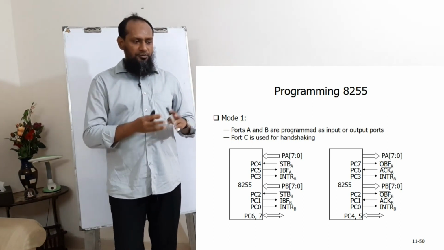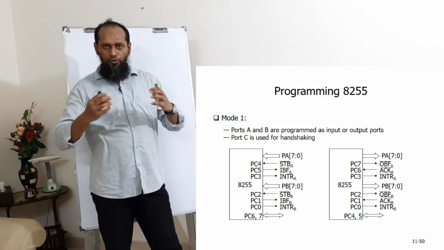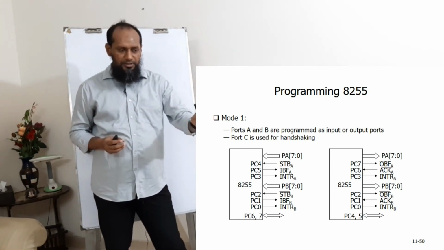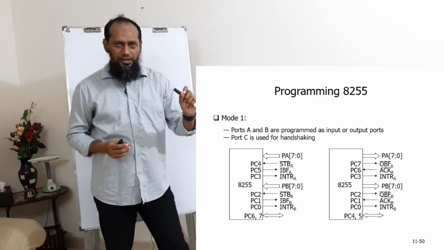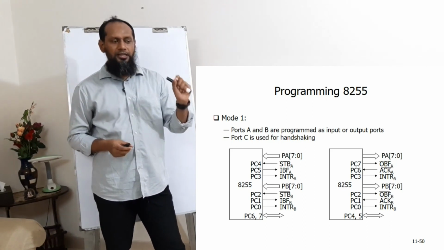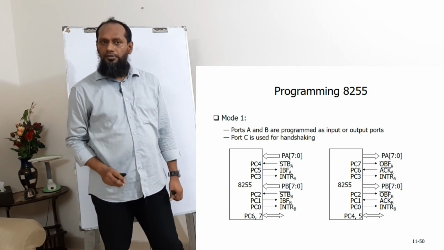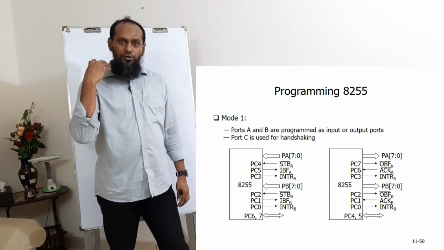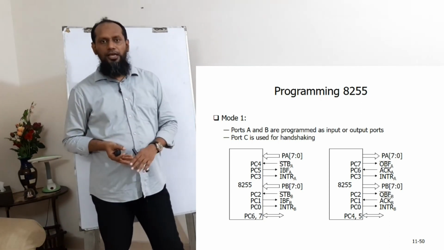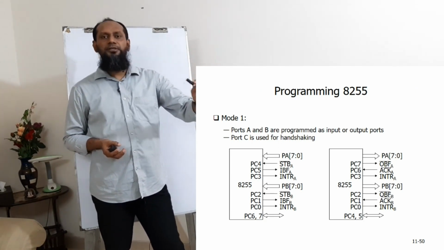Okay, but for output operation, for port B or group B, the pins are the same, 0, 1, 2. The names are a bit different. One is OBF, that means output buffer full. Another one is acknowledgement, ACK, and the same interrupt. But for group A, the interrupt pin PC3 is the same, but for output operation, PC6 and PC7 are used.